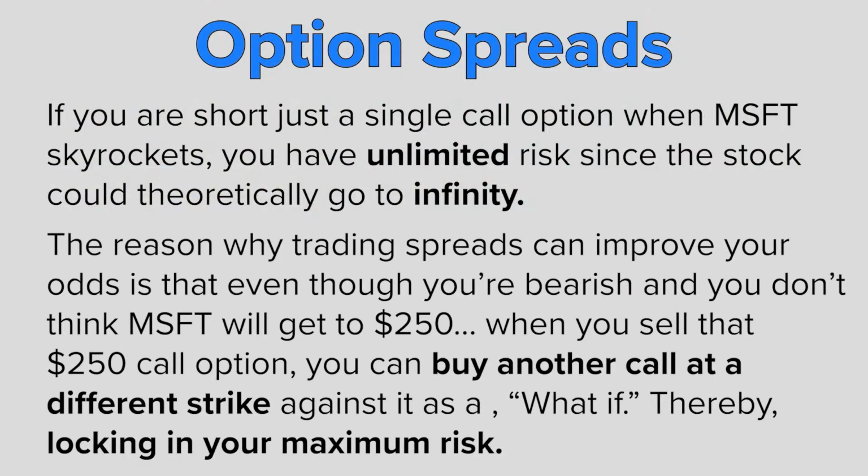So the reason that I would trade a spread is, even though I'm bearish and I don't think the stock is going to get to 250, I will sell that 250 strike call, but I will buy another call with a higher strike against it as a what if, locking in my potential maximum risk. So I might buy the 255 strike call or the 257.5 strike call, where if the worst happens and the stock goes higher and higher and higher, I'm stopped out. I could have a loss, but I know exactly what that loss is going to be. Again, this is knowing what your maximum potential risk can be so we can figure out our reward to risk and where the opportunities are.